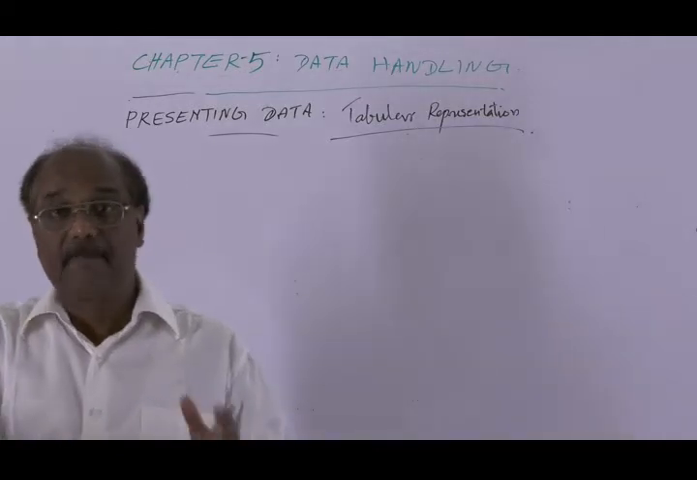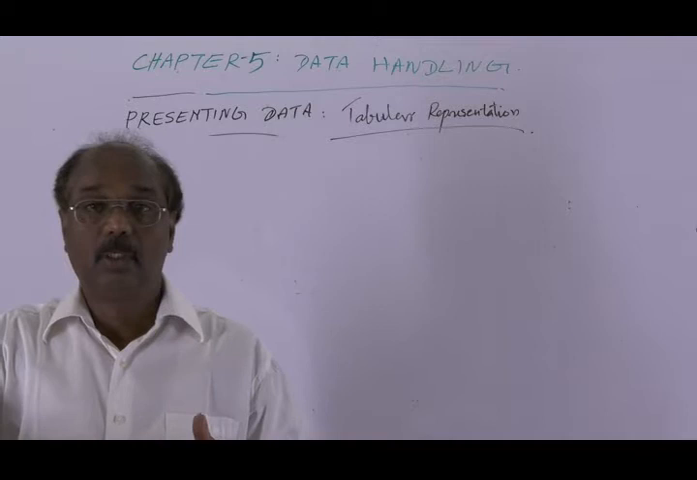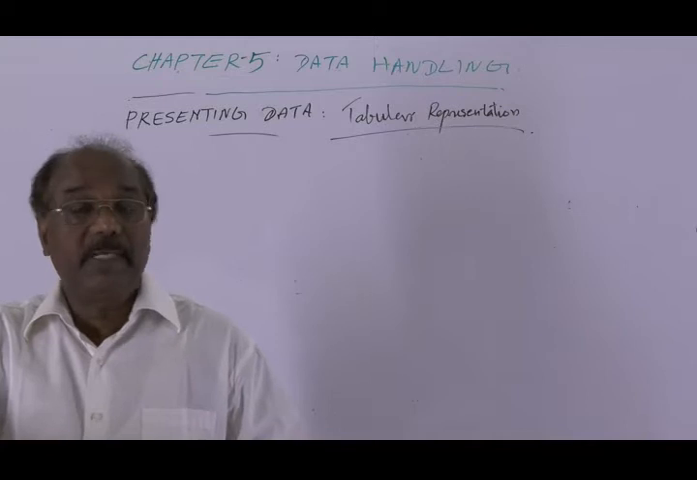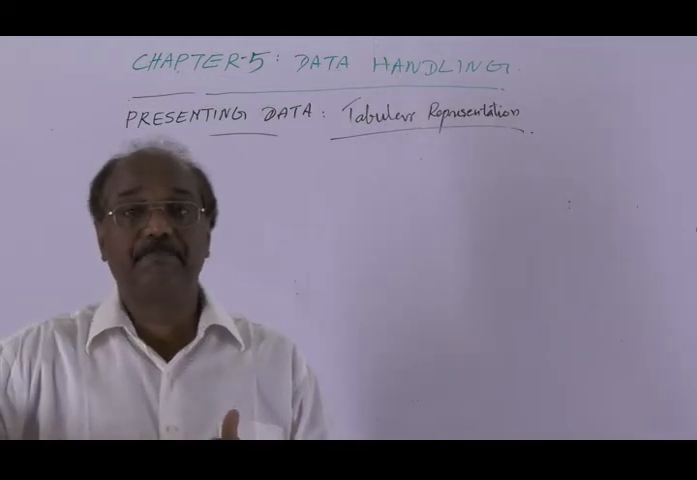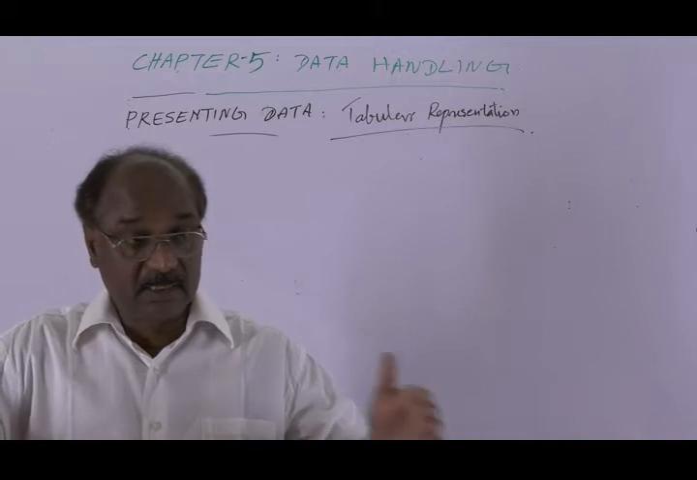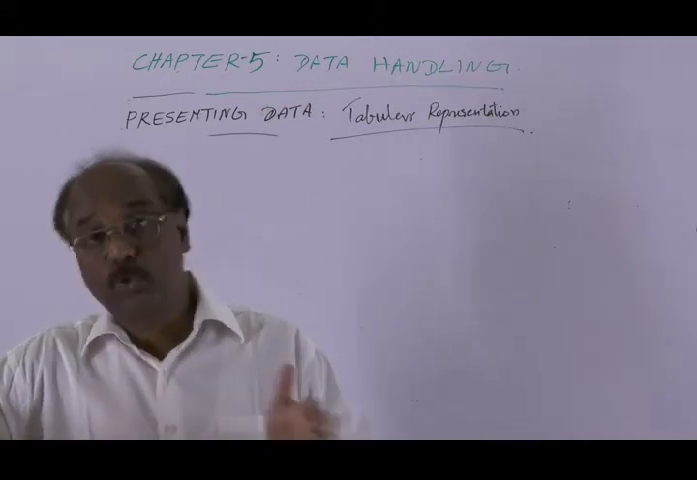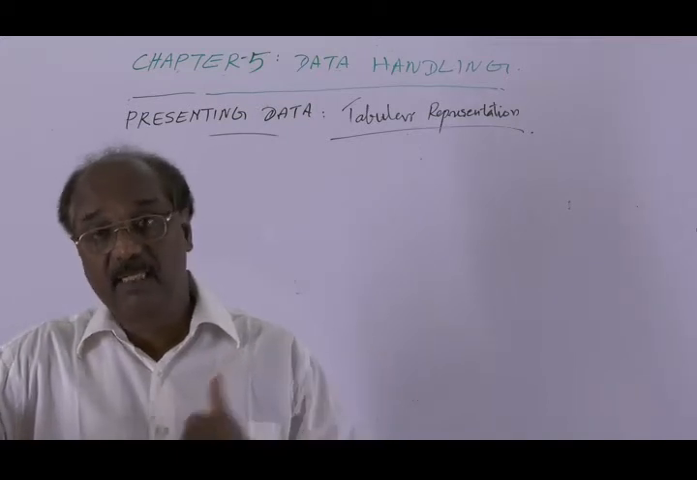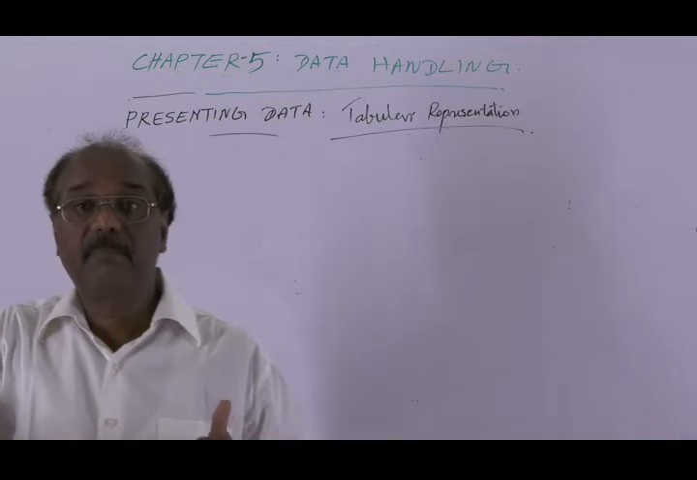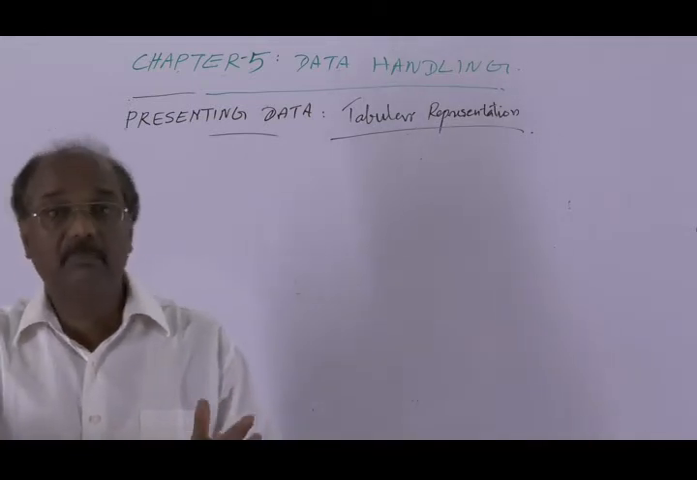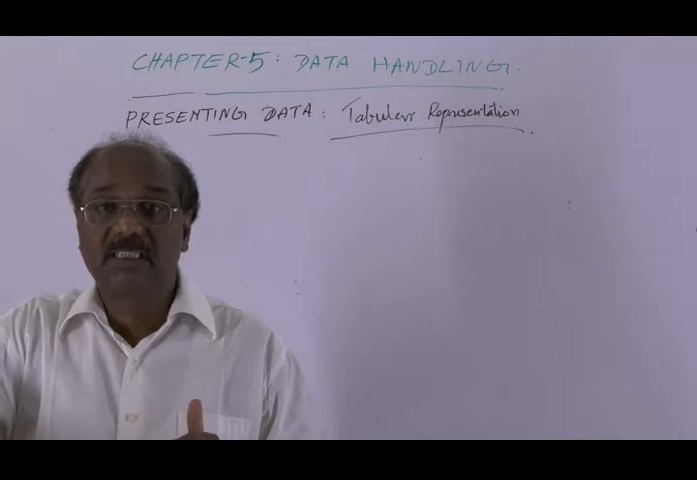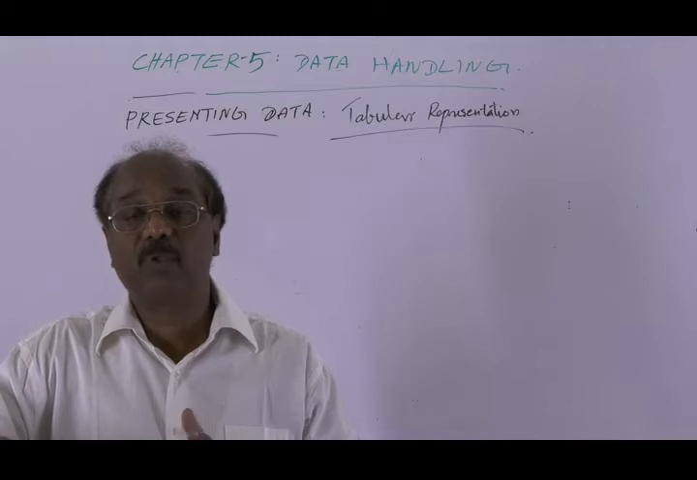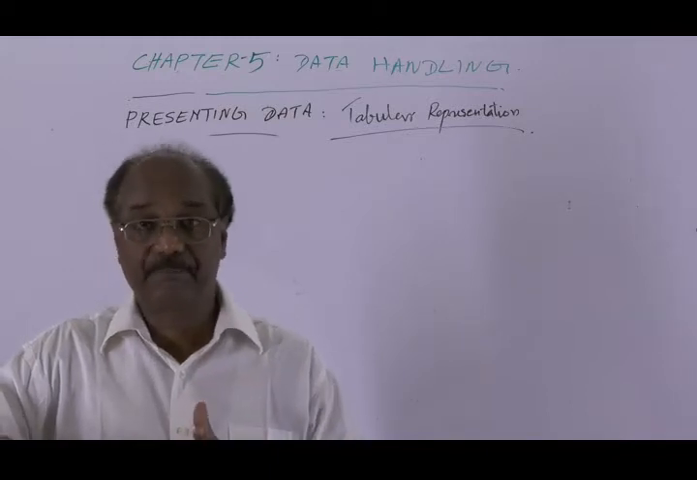Suppose we want to know how many students are interested in mathematics, that is, for how many students mathematics is a favorite subject, and for how many students science is favorite, and so on. For this, we collect data. We conduct a survey, that is, contact students, ask them, and mark which subject the particular student is interested in, or which subject is favorite.